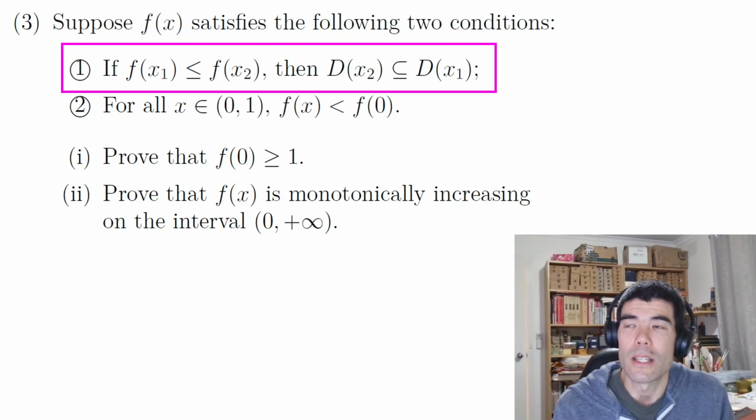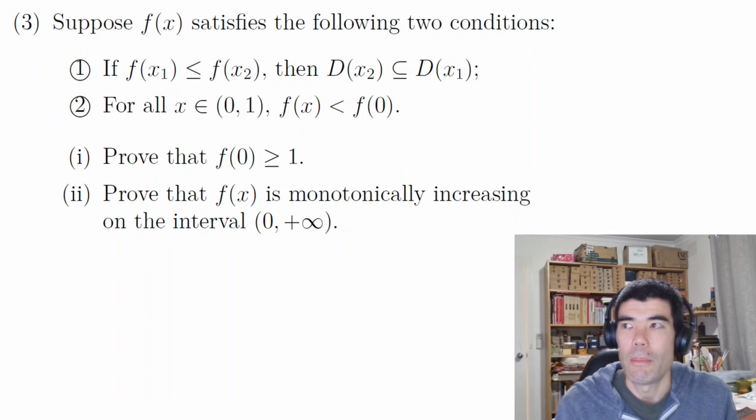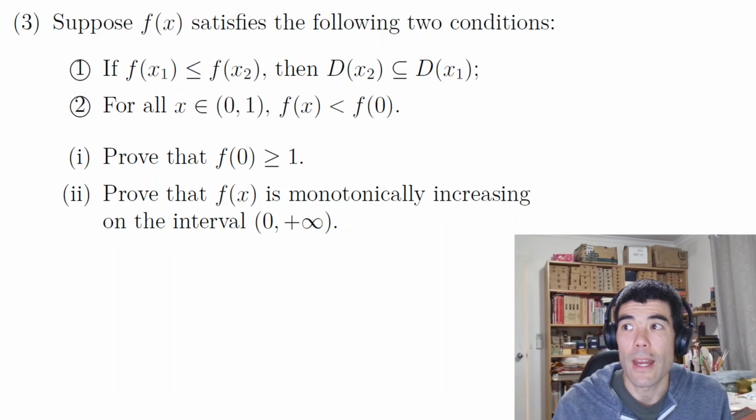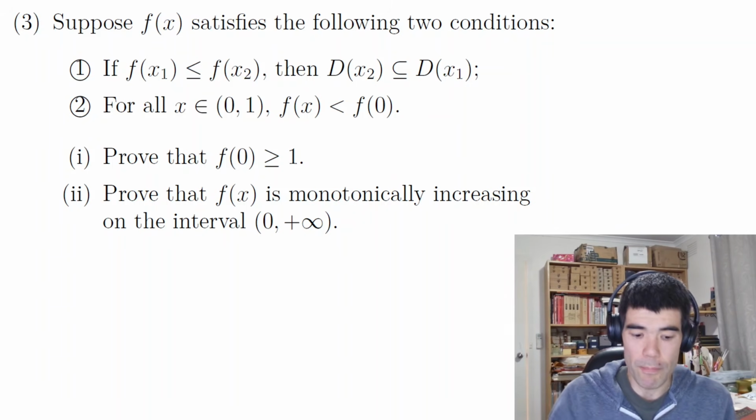Again, it contains this idea of capital D of x2 being a subset of capital D of x1, but now that it's a condition given to us that we need to use to prove some other properties. The other condition that we're given is that for x between 0 and 1, f of x has to be less than f of 0.